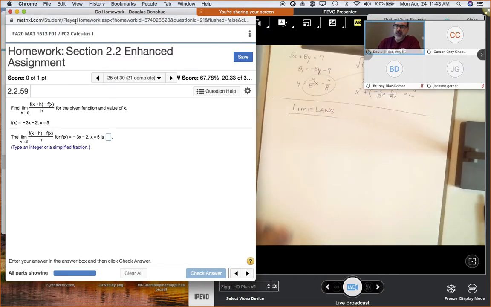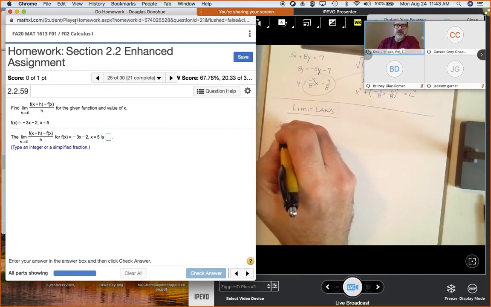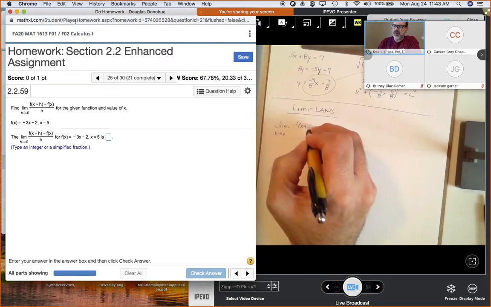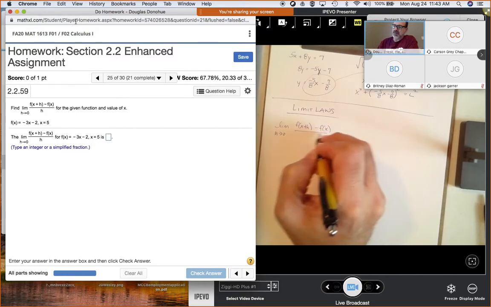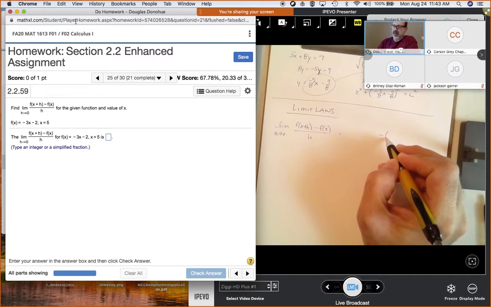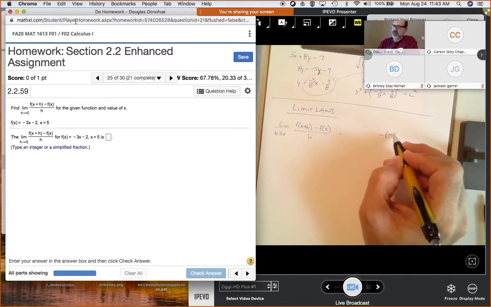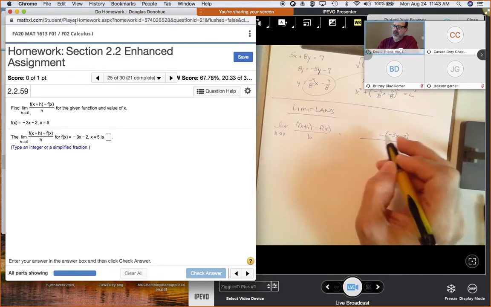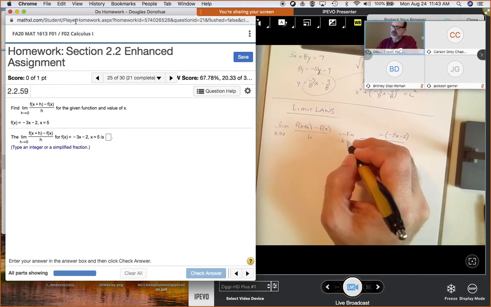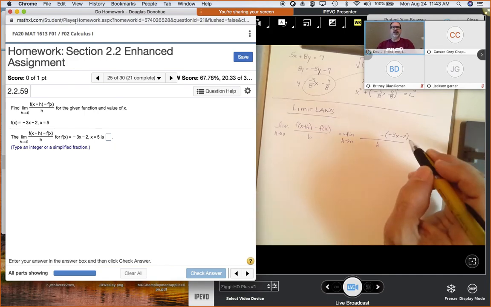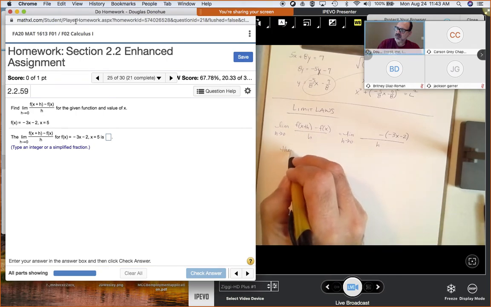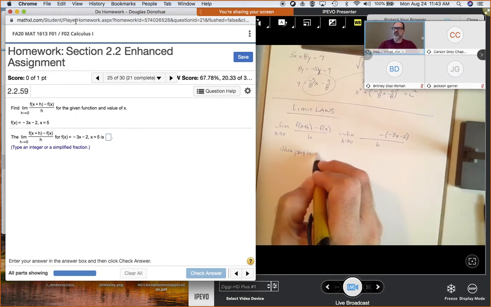In this one we've got the limit as h goes to 0 of f of x plus h minus f of x over h when f of x is given to be -3x minus 2 and x is 5. Okay, so first we have to evaluate the limit, then we plug in the x, after we evaluate the limit.